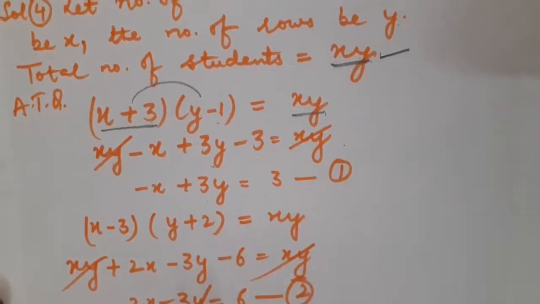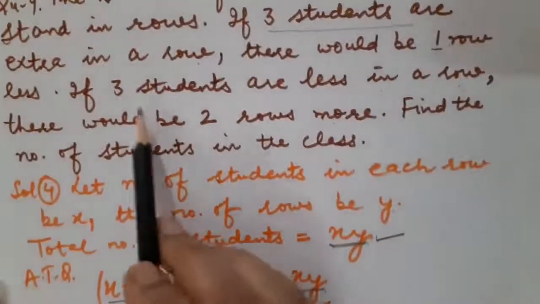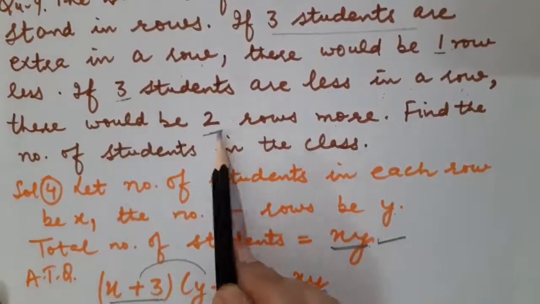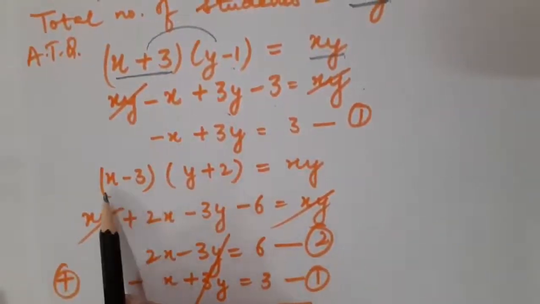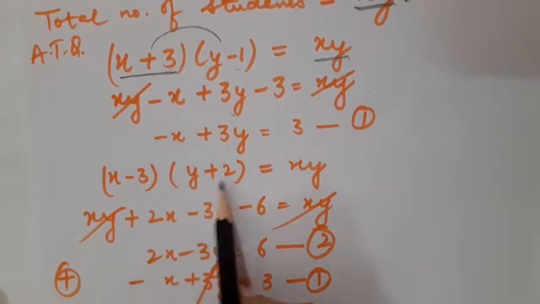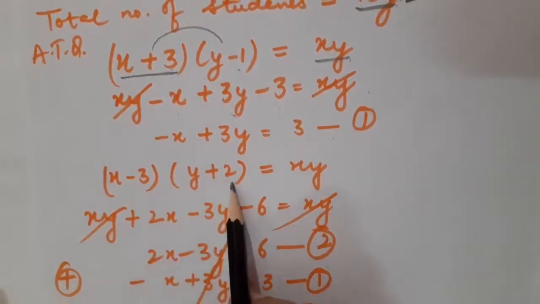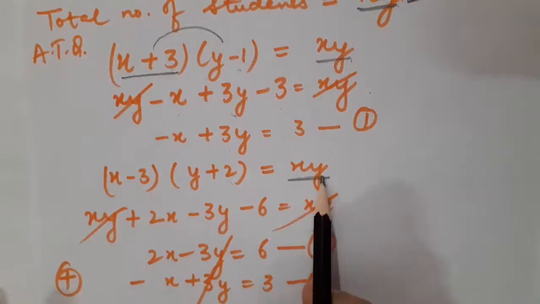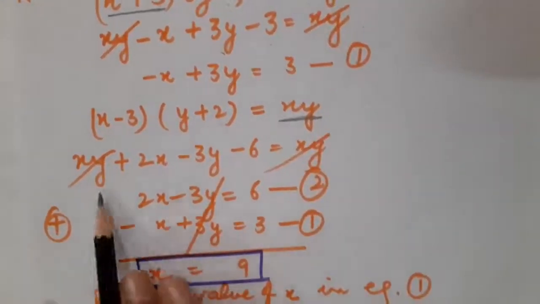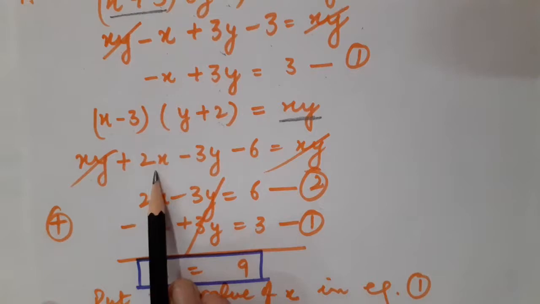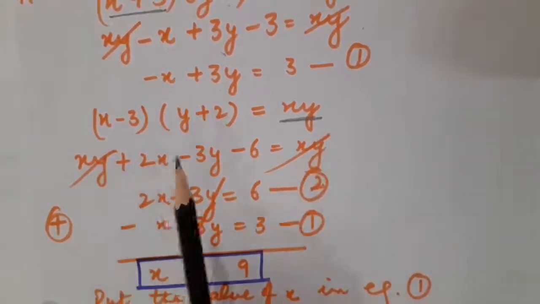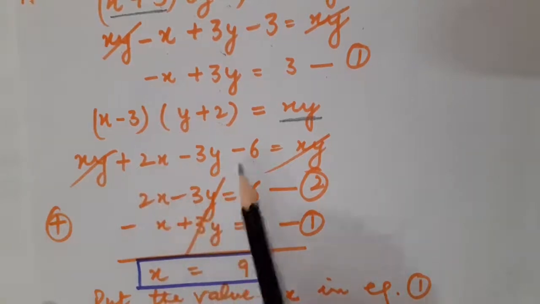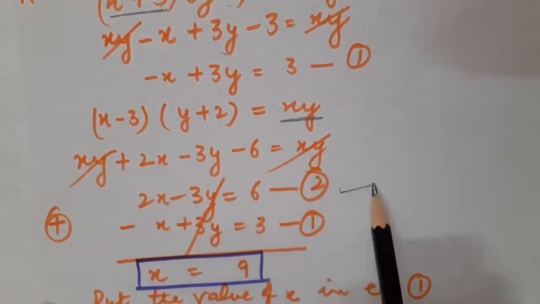Now let us discuss case number 2. In case number 2, 3 students are less and 2 rows are more. So adopt the same strategy. Now 3 students are less, x minus 3, and definitely the rows will be increased, that will be y plus 2, but the strength would remain the same. After simplifying, children, I have got xy plus 2x minus 3y minus 6 is equal to xy. xy cancel. So 2x minus 3y is equal to 6. This is equation number 2.